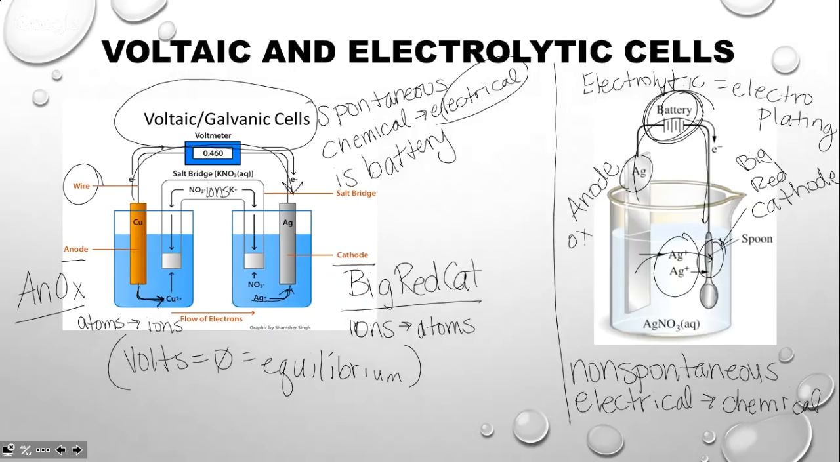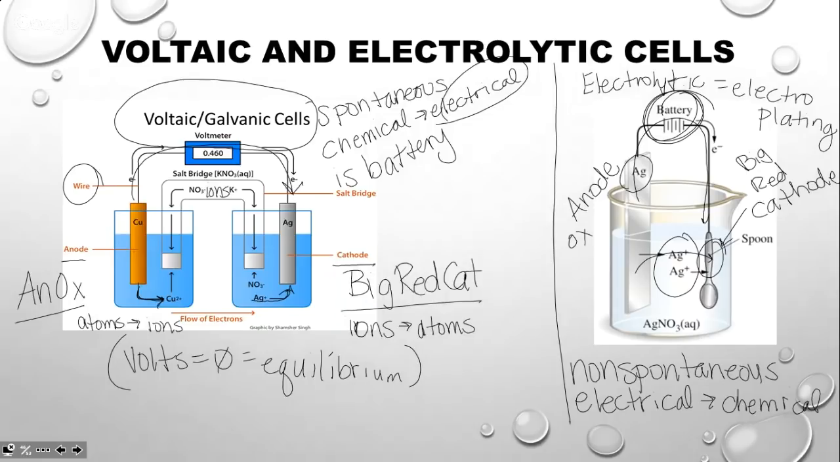The object, the spoon, the fork, the necklace is always the cathode. The solid piece of metal, the desirable metal to be plated, is always the anode. Again, we always have the same metal oxidized at the anode and then reduced at the cathode.